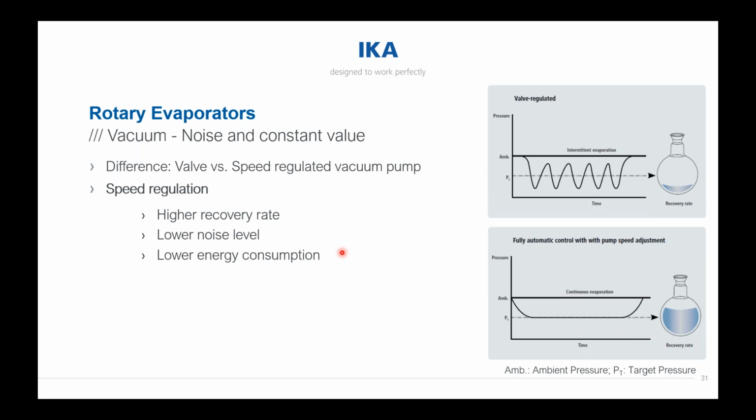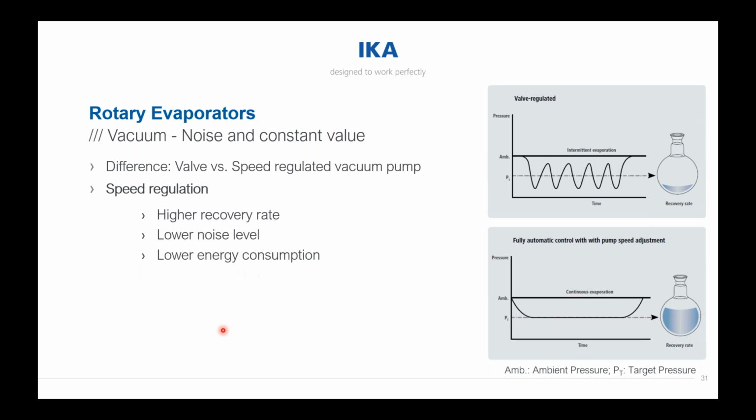Furthermore, with the speed regulated vacuum pump, in addition to the higher recovery rate, you have a lower noise level, because the vacuum pump doesn't have to go full power all the time. If you reach the vacuum which you want to reach, it can just stop, and if it goes a bit over the actual target pressure, it will suck again. So it will just be turned on if it's actually used. This means you have a really lower noise level, because you will not even hear the vacuum pump anymore at this target pressure, because it doesn't have to do anything anymore.